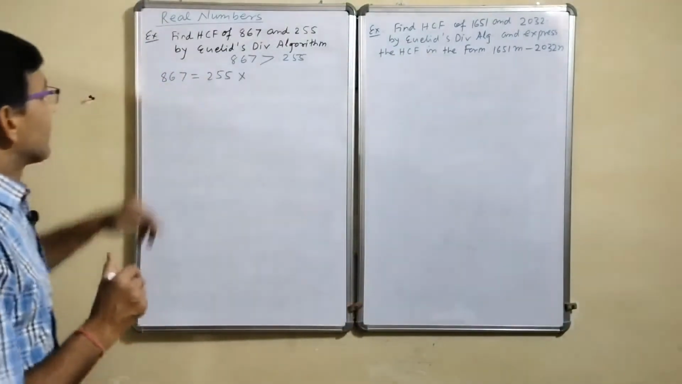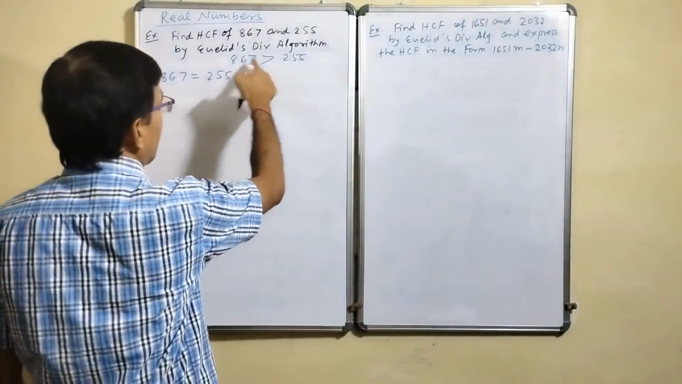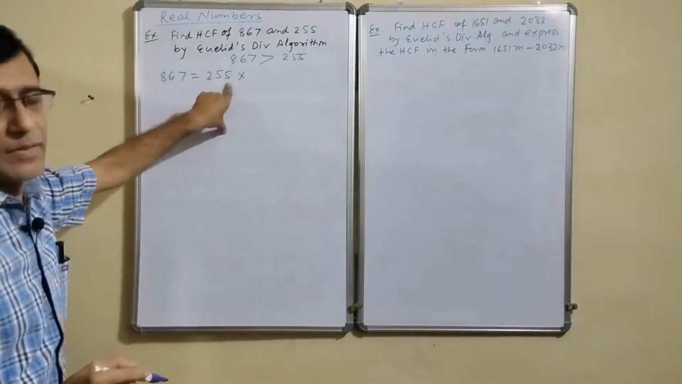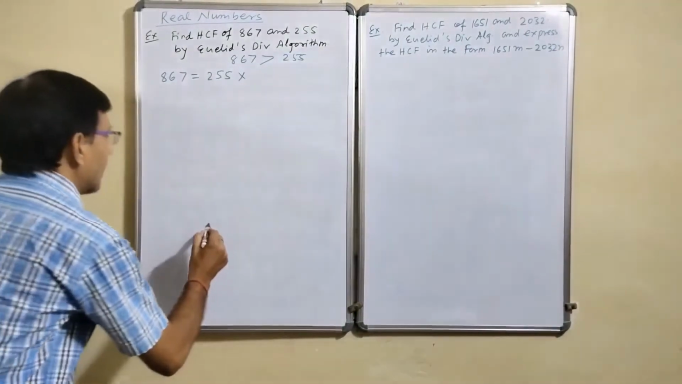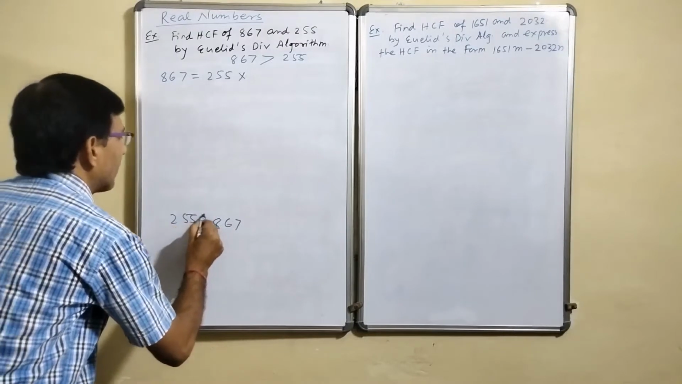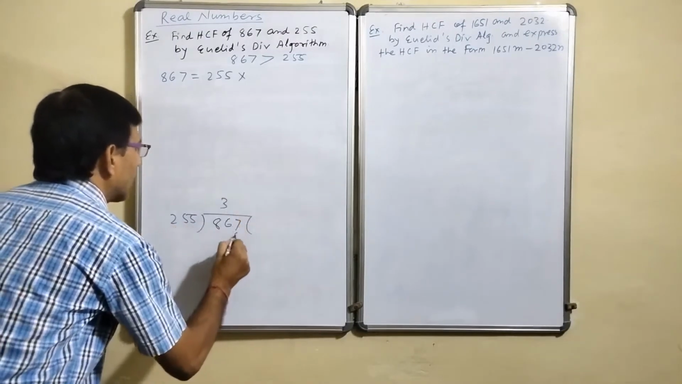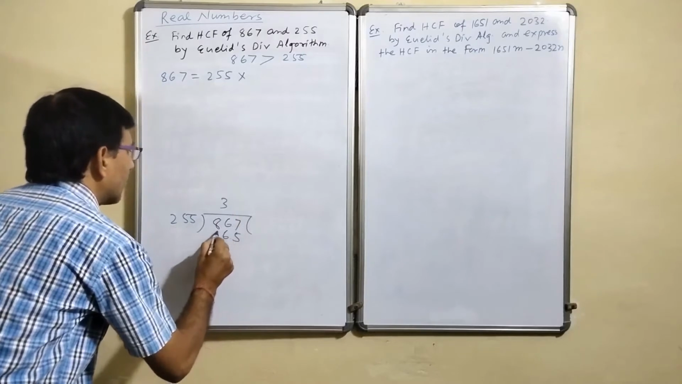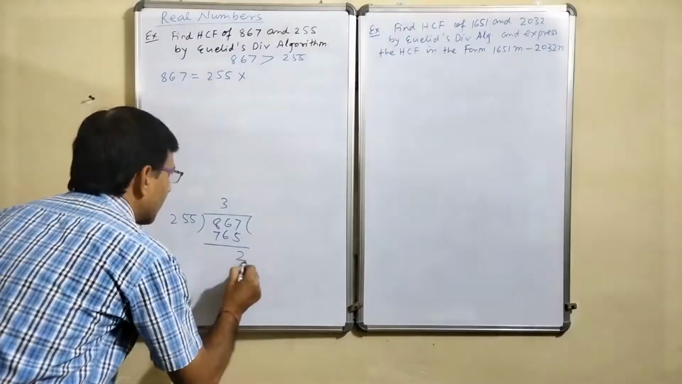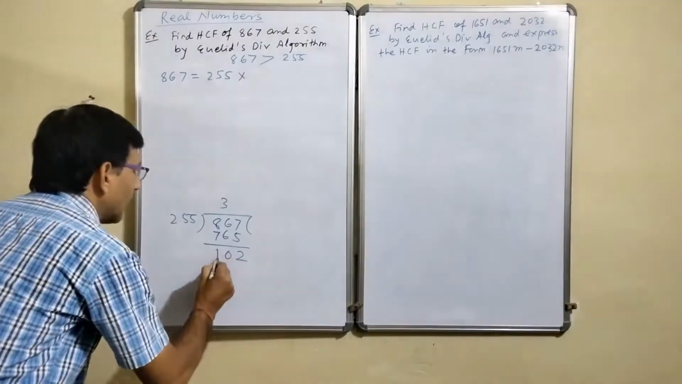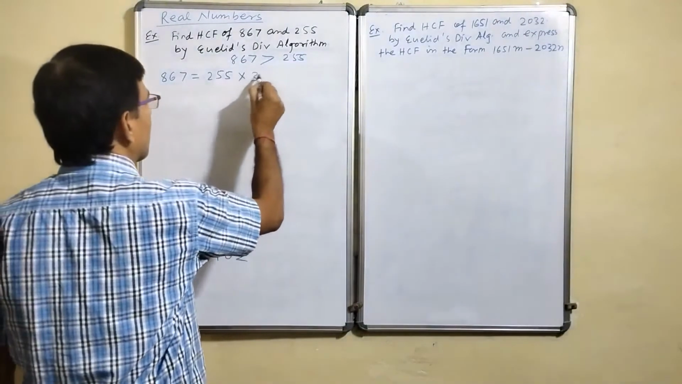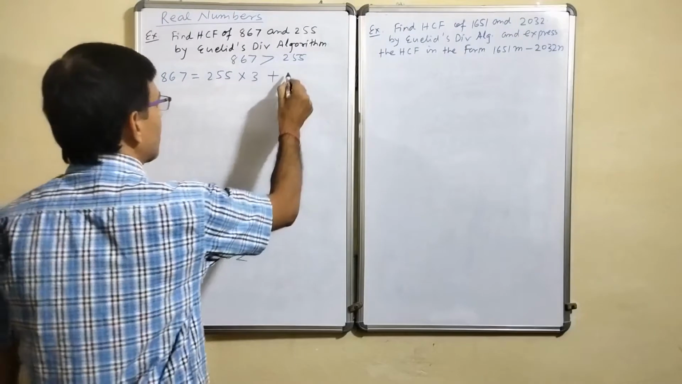Now here apply division lemma. This is A and this one is B. So 867, 255. So now divide it. 867 divided by 255 is 3 times, 765. This is 102. Now again we have to apply: the quotient is 3 and the remainder is 102.